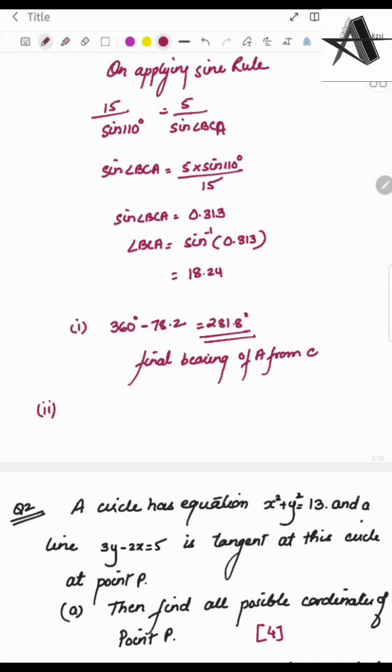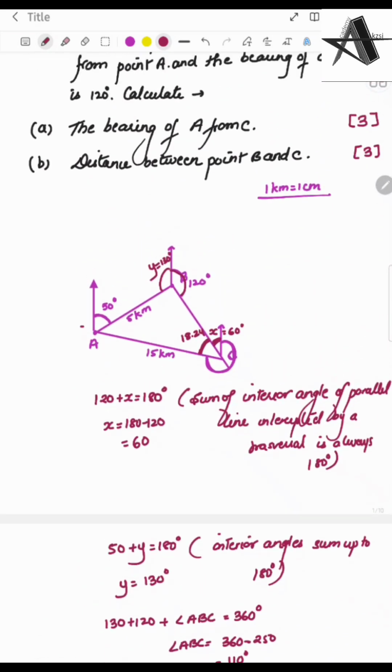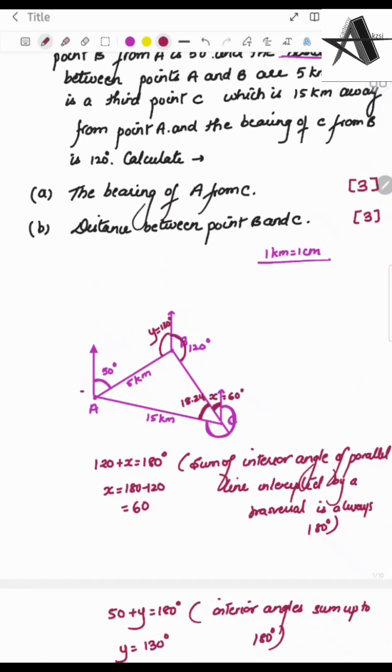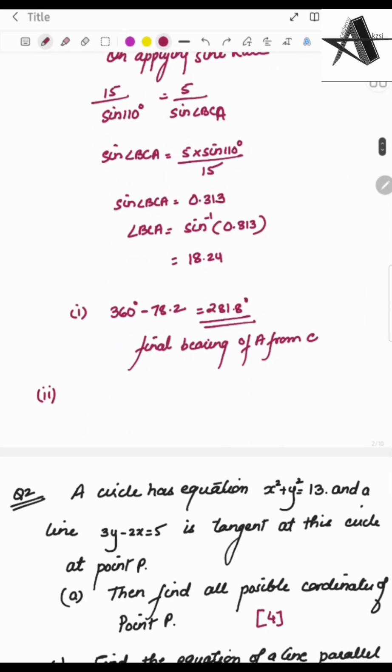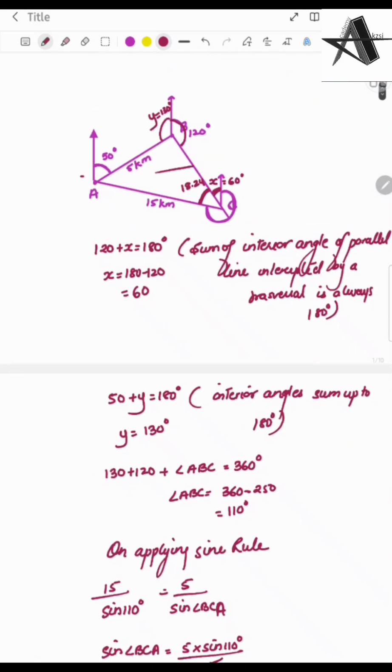Now for part II, let me see what they are asking. Distance between point B and C. That means this and this. Again, either you can apply cosine rule here or sine rule here. Anyone will work. I am applying sine rule here. So because we have to calculate BC, I'll write length BC over the opposite angle, which is this angle A.